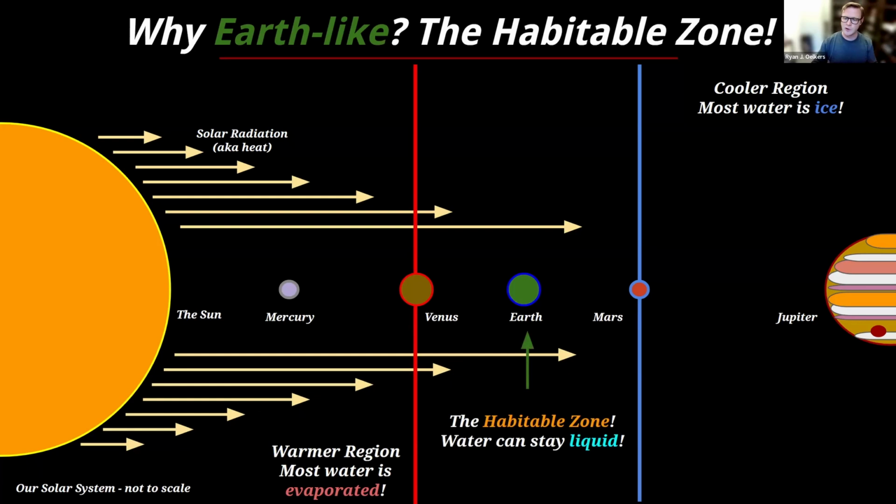Now, usually, depending on how you define the solar system and the habitable zone, there's actually 2 other planets within it.